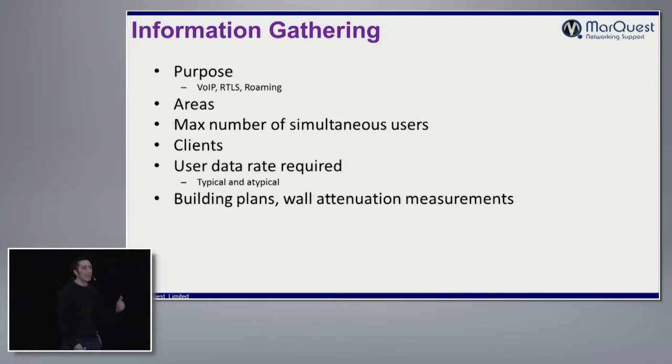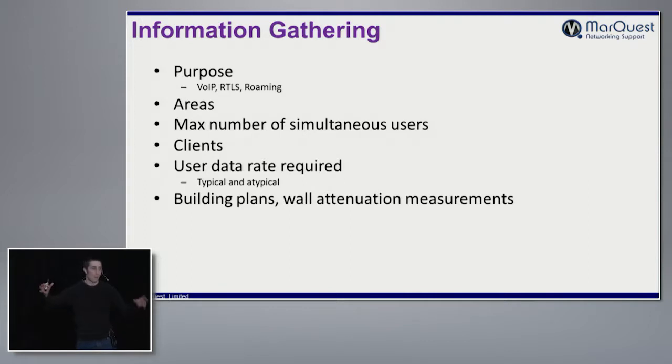We need the information gathering stage, and I'll say this in every class I ever teach, it is the most important element of the design process. If you get the information gathering wrong, the rest of your design can end up being wrong. We need to know the purpose of the wireless network. What's it going to be used for? Is it being used just for BYOD? Is it being used for GETS? Do we need voice over Wi-Fi on it? Do we need to do real-time location? Because if we need to do real-time location, my access points are going to go in very different locations to what they are if I'm actually just doing it for data.